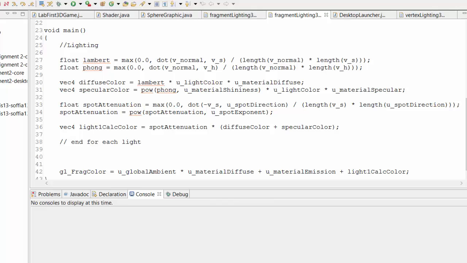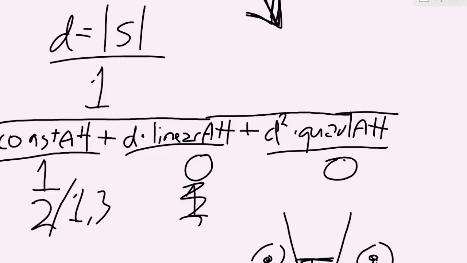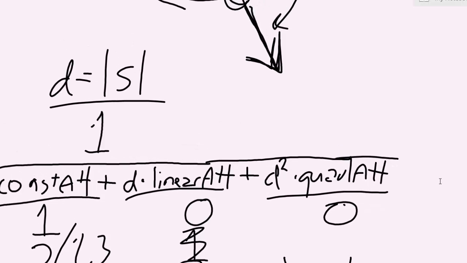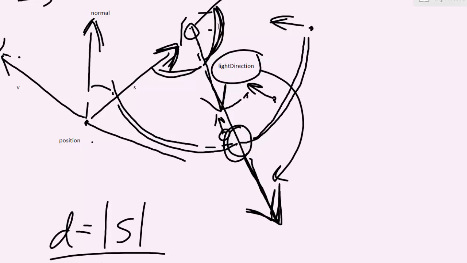Alright, let's just finish building the attenuation for this light. As we already looked at, the attenuation model we're going to set up is basically 1 over something. We can just write it up in the code itself. We're going to calculate the distance of a vector from the light to the position, and we already have that vector. It's the vector S.